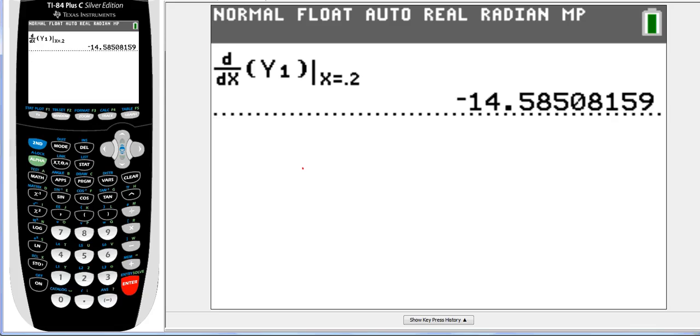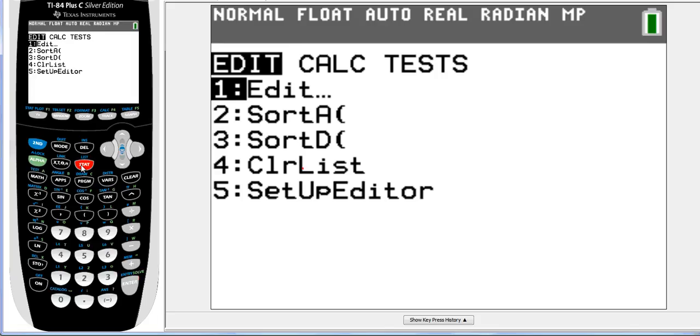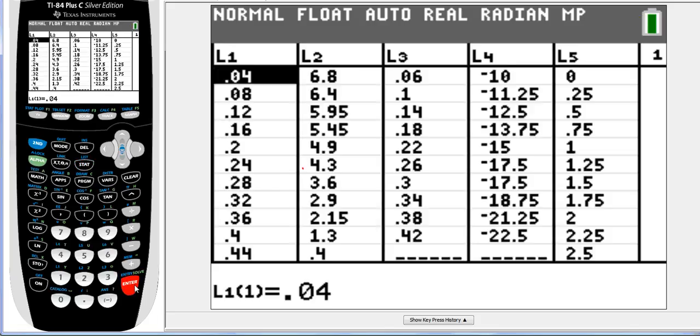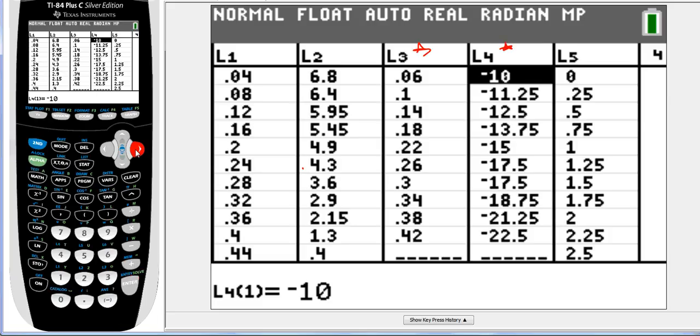So I'll go right here. Again, go stat, edit, put your data in. I've already got my data in. It's over here in list 3 and list 4. So you can go ahead and hit pause and put your data in just so that you can practice this. I want to make a scatter plot of the data that's in. Mine's in list 3 and 4. You can put yours in 1 and 2. It doesn't really matter.